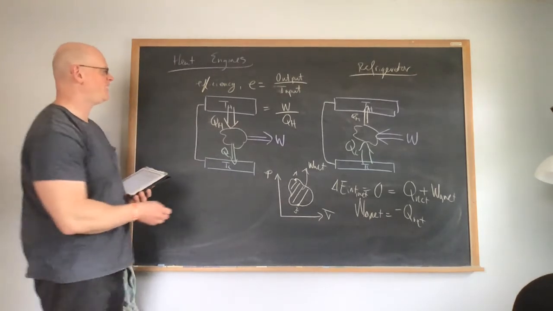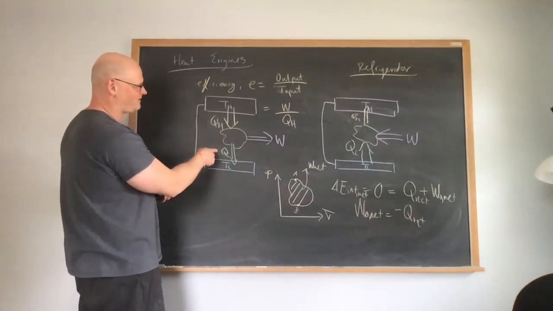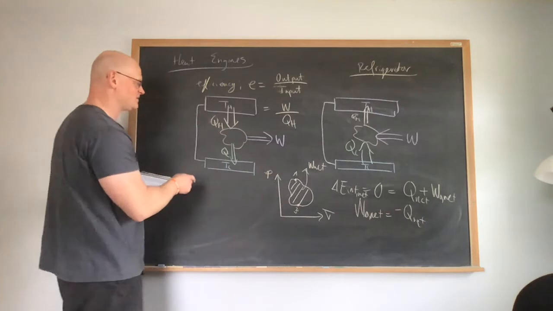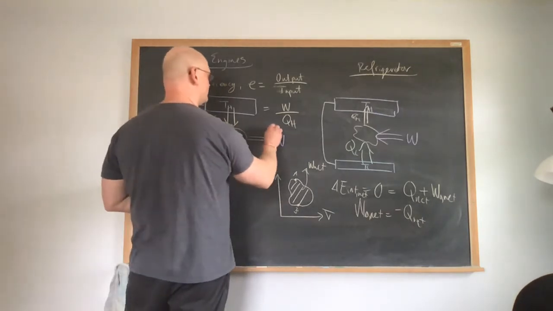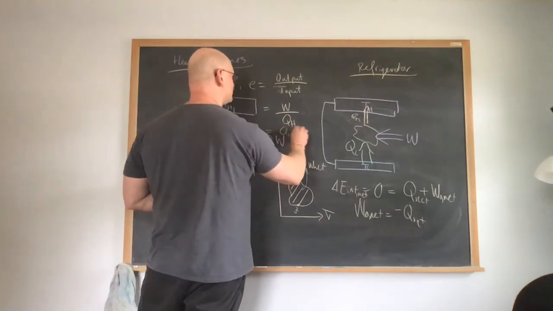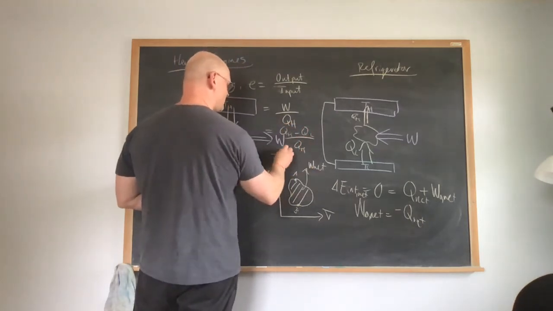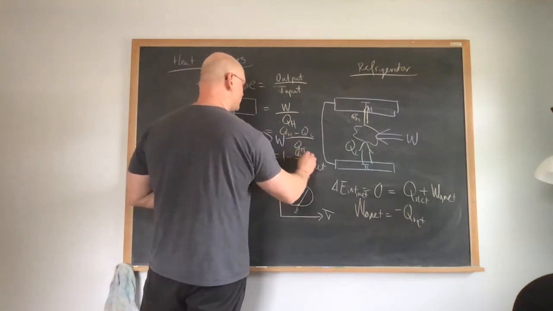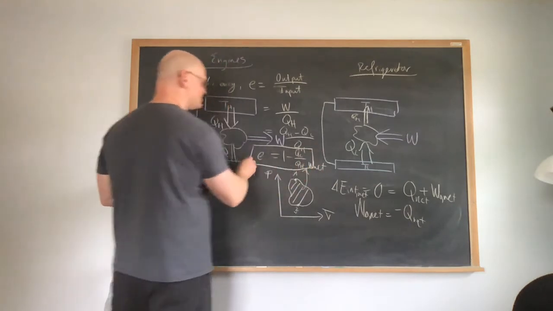But from here, what we can see is that we have heat coming in, we have heat coming out, and what's left over is simply the work. So we can say that the efficiency is Q hot minus Q cold, all divided by Q hot, which is the same thing as 1 minus the ratio between Q cold and Q hot. So this is what we call the efficiency.